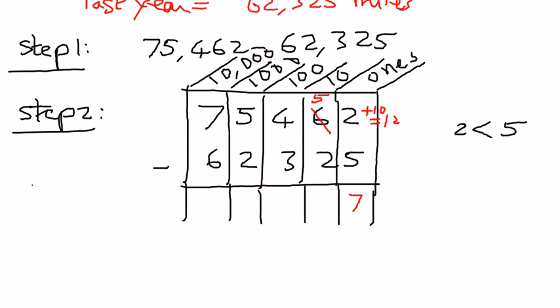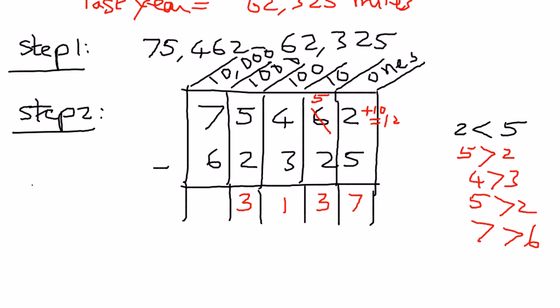In the tens column we have a 5 which is larger than 2, and therefore 5 minus 2 is equal to 3. We need not borrow any number from there. And in the hundreds column we have 4, and 4 is larger than 3, therefore 4 minus 3 is equal to 1, and we need not borrow any number. In the thousands column we have 5 is larger than 2, therefore 5 minus 2 is equal to 3. We need not borrow any number. And in the 10,000s column we have 7, which is larger than 6, therefore 7 minus 6 is equal to 1.